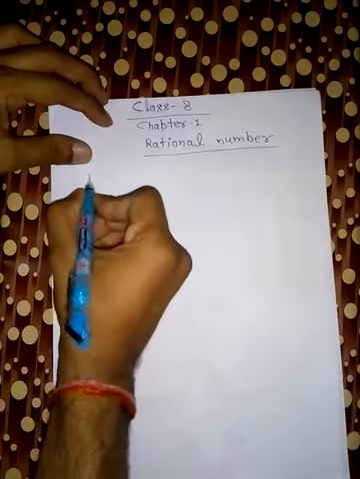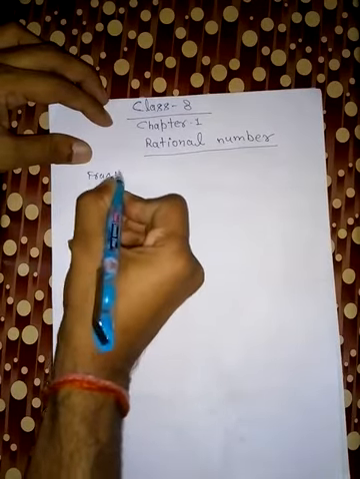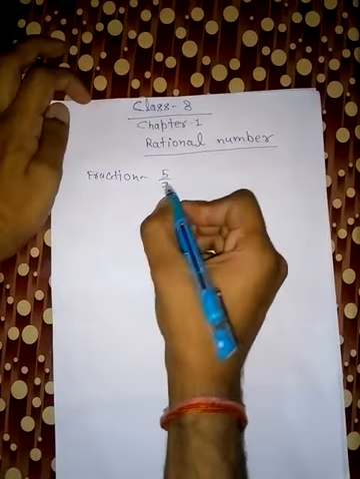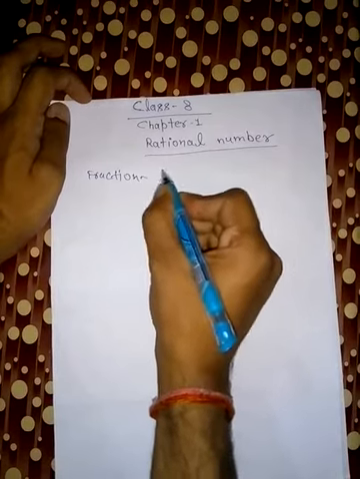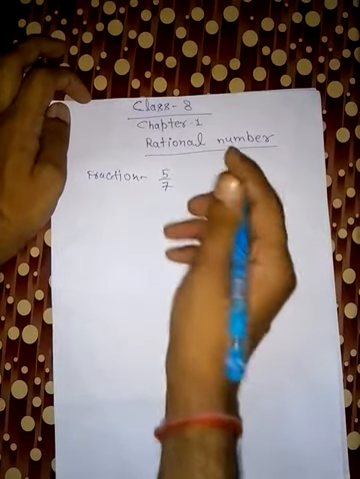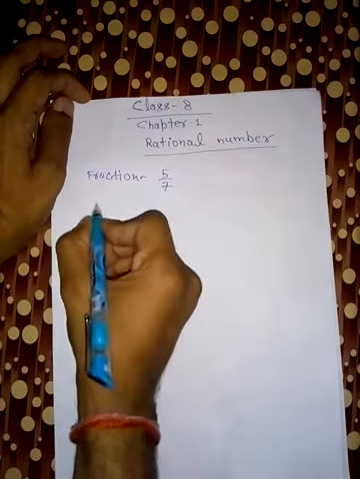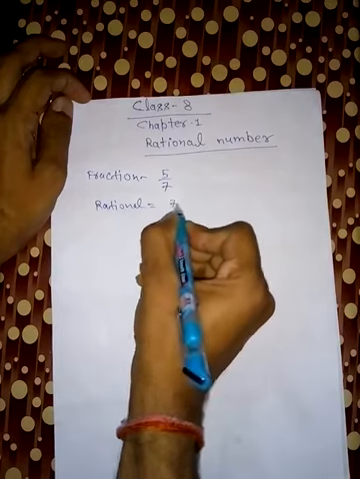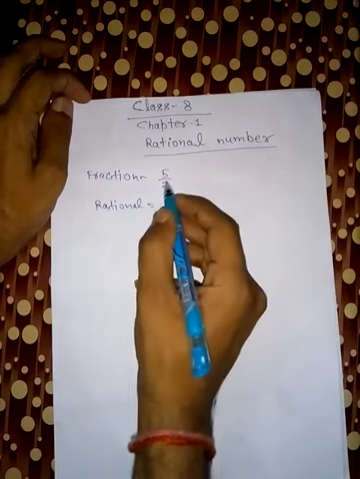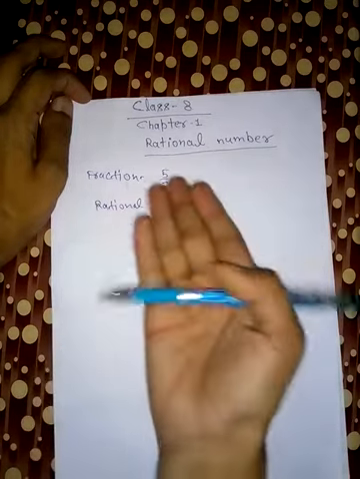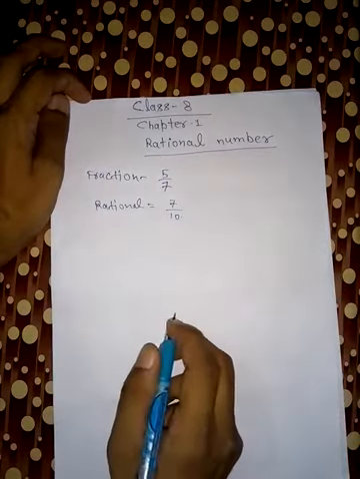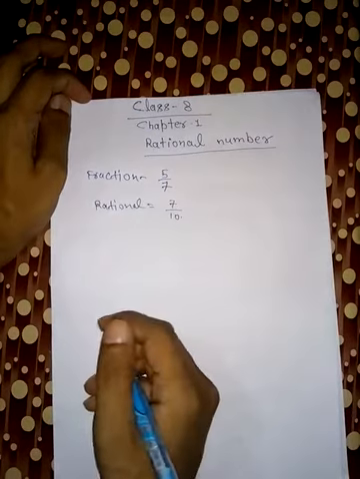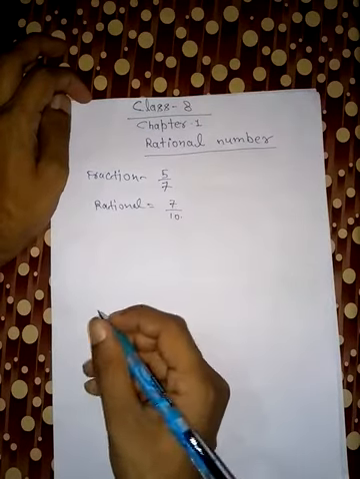If we talk about a fraction, there is a number 5 by 7. 5 by 7 means 5 parts of 7. Fraction means a part of something. And if we take an example of a rational number, suppose 7 by 8, I say it is a rational number and it is a fraction. So what is the difference between fraction and rational number? I want to give you the idea of how you can differentiate between fraction and rational number.